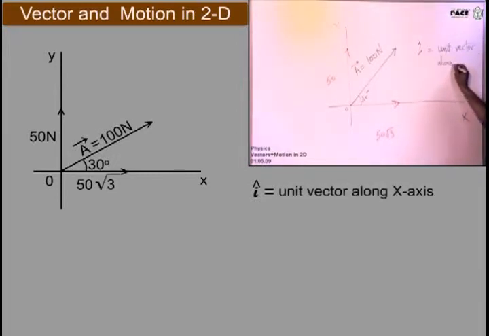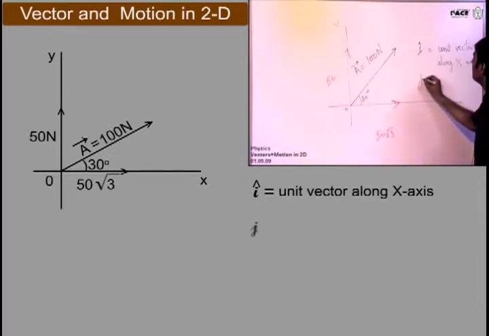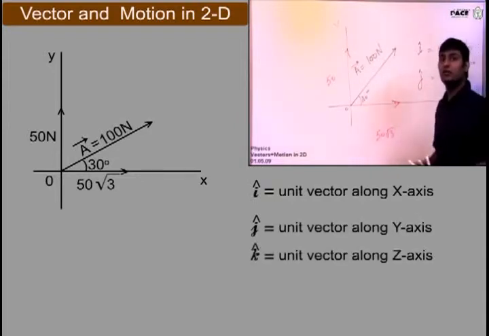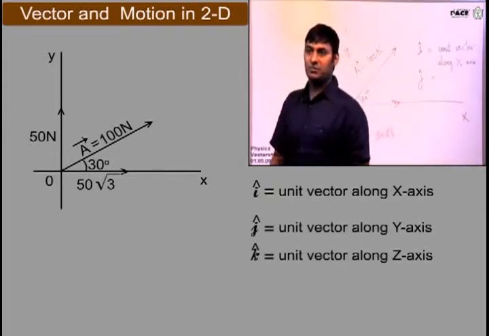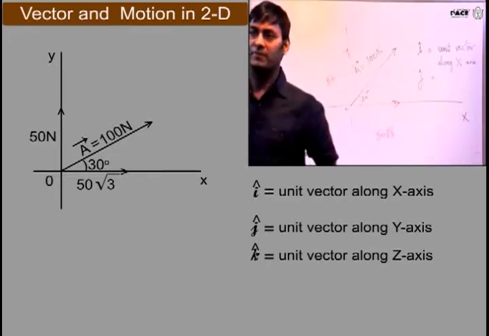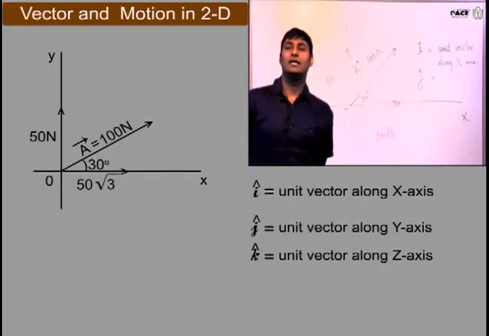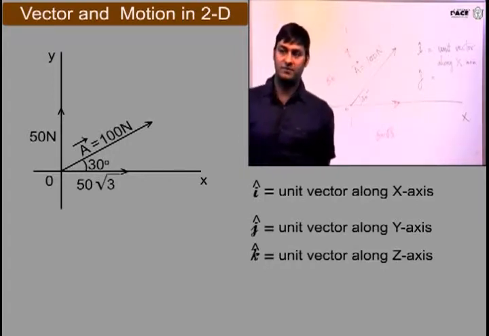unit vector along x-axis, please write it down. j cap is a unit vector along y-axis and k cap is a unit vector along z-axis. Please note it down. This is a convention. i cap is always a unit vector along x-axis. j cap is a unit vector along y-axis. k cap is a unit vector along z-axis.